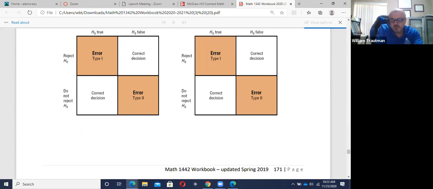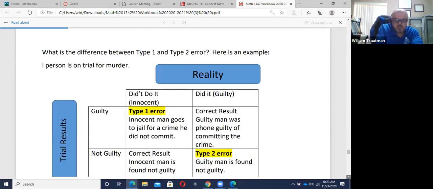And these are just more of the same thing. I don't know why they have all those extra squares.